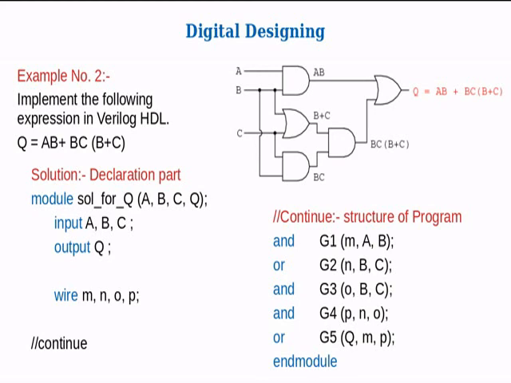What are the internal signals? So internal signals are described as wire data type. So we name the different variables as M, N, O, P, where M denotes AB, N denotes B plus C, O denotes BC, and P denotes BC plus B plus C.